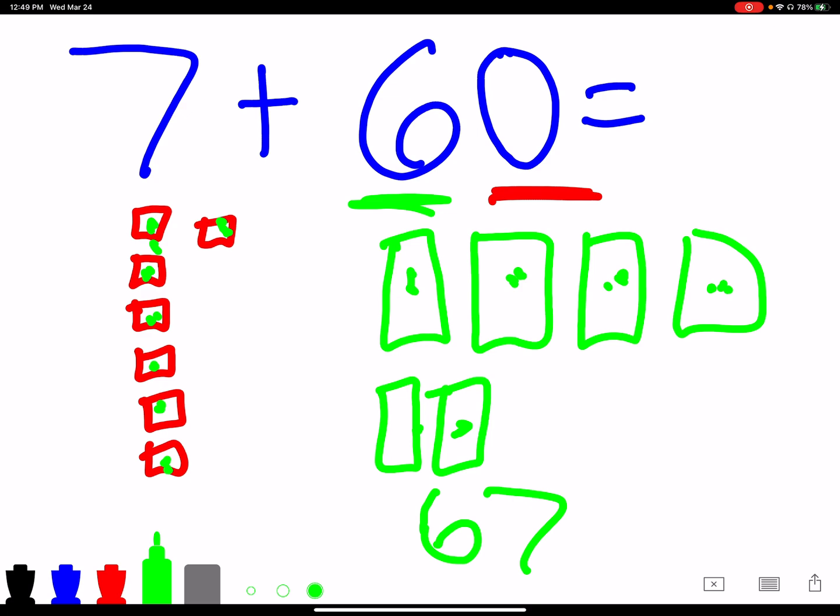And what you could do is check your work. Since 7 is less than 10, nothing is in front of the 7. So 7 plus 0, 7 plus nothing, will be 7. And then 6 plus 0 is also the same. You're adding zeros, like adding nothing. So it will be 67 as well.